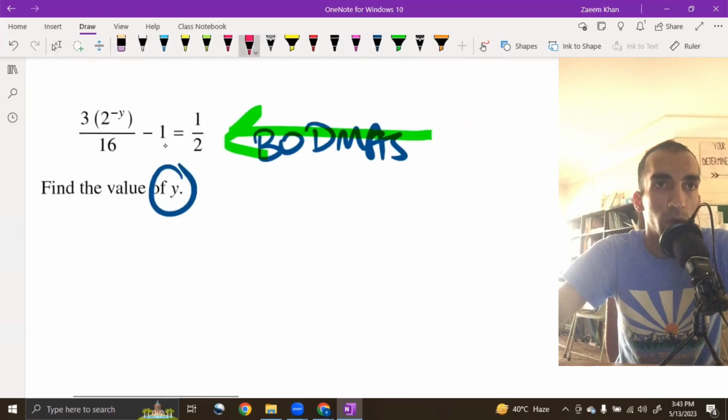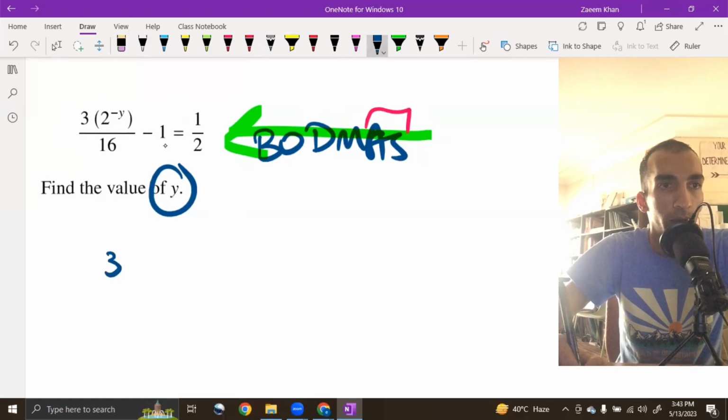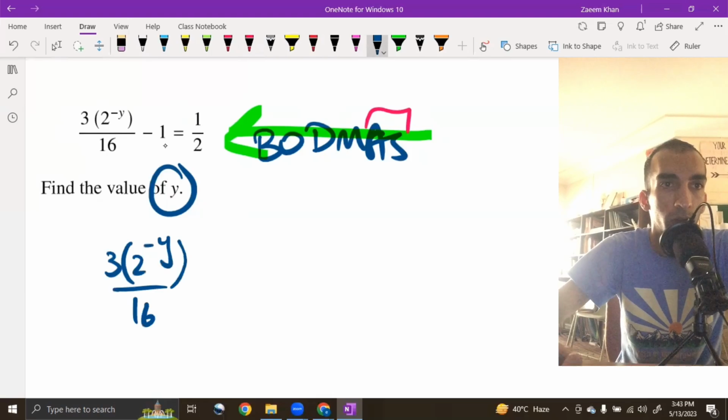So if you take a look over here, this one is getting subtracted. Subtraction is all the way down here, right? What cancels subtraction? Addition. I'll write 3, 2 raised to the power minus y over 16. Now take a close look. Since you said addition, I'm going to add 1 on both sides. Take a look.